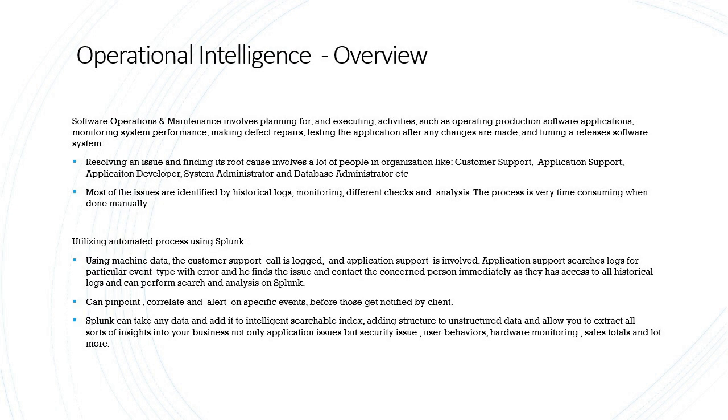Operational intelligence overview. Software operations and maintenance involve planning for and executing activities such as operating production software applications, monitoring system performance, making defect repairs, testing the application after any changes are made, and tuning a released software system. Resolving an issue and finding its root cause involves a lot of people in the organization, like customer support, application developers, system administrators, and database administrators.